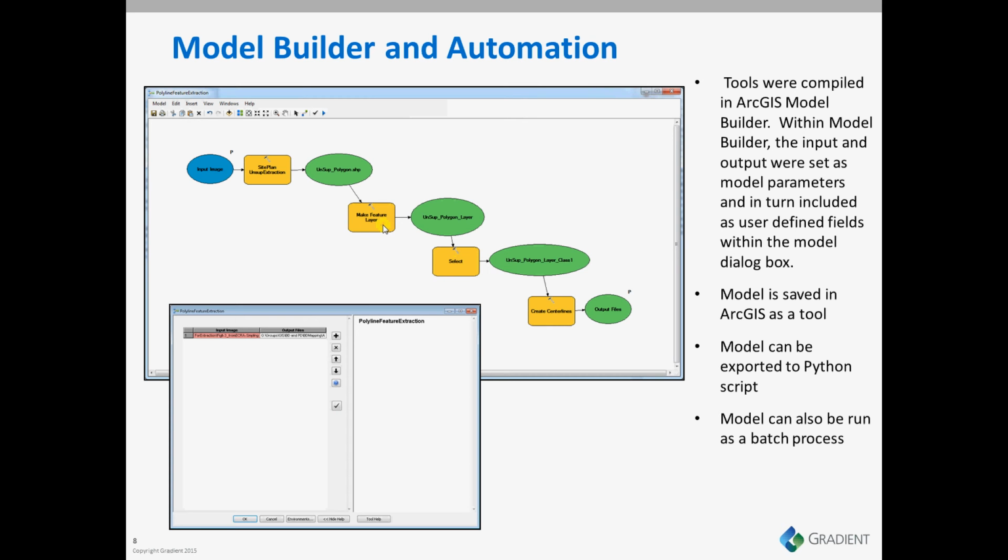This model can be exported to Python, and I've done that. You can also batch process this, and this window gives you the batch processing. So if you're good with Python, you can automate many maps using loops. If you don't want to use Python, you can just use the batch processing here in the Model Builder window.